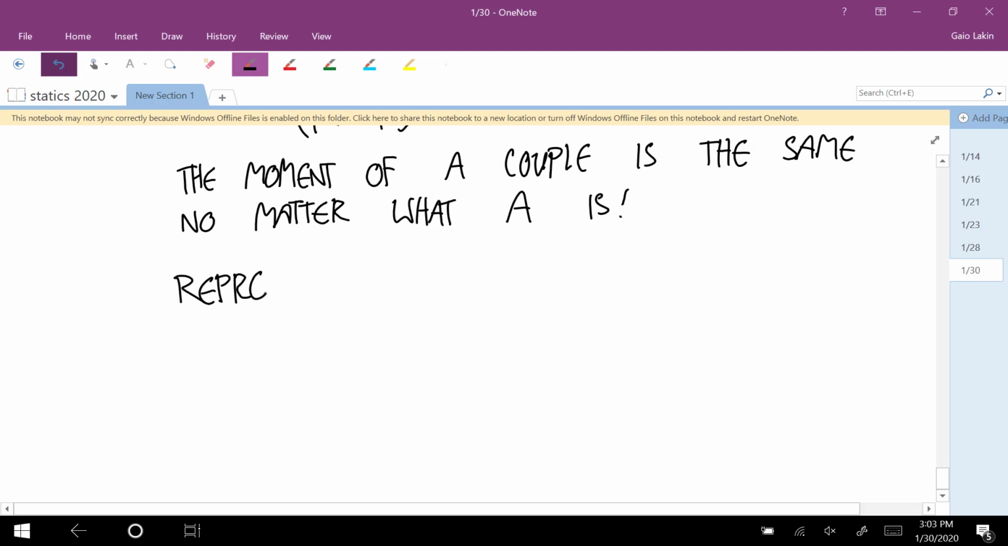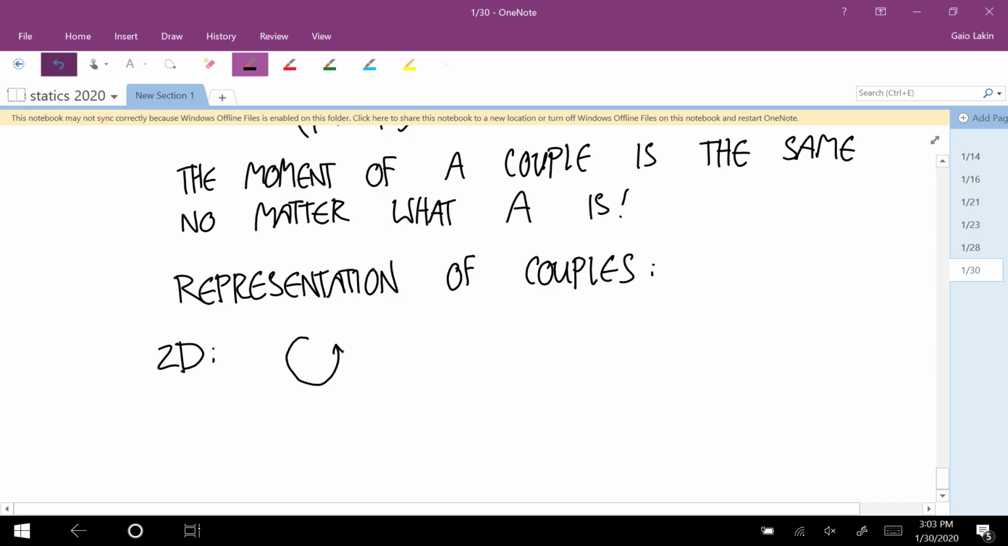So the way we'll represent couples in 2D will usually be like this, or this. Okay, so that's saying clockwise or counterclockwise. But remember, a moment is really a vector. So even though it's shown like this, that would really be a vector in the positive z direction. This would be a vector in the negative z direction.